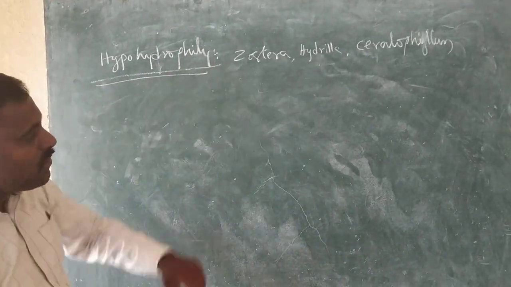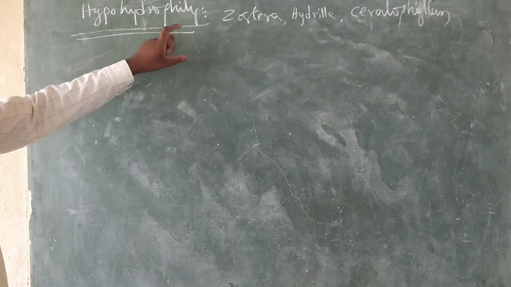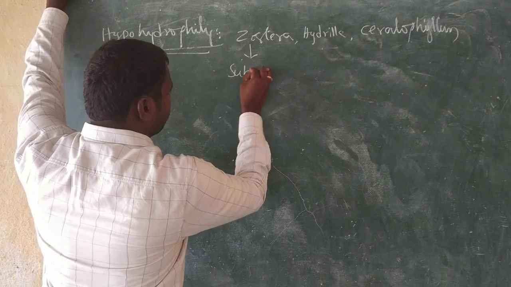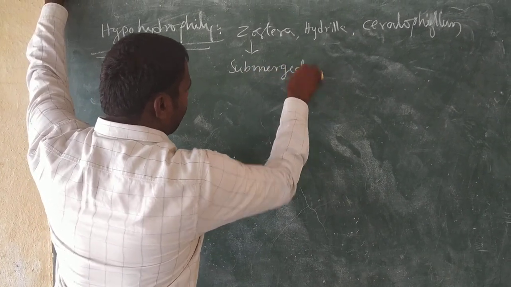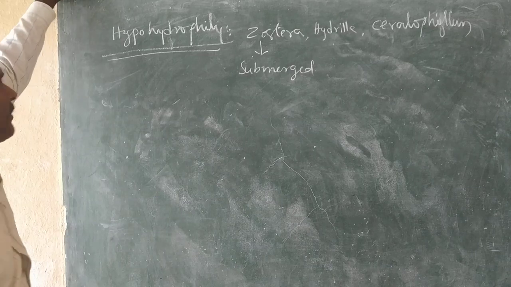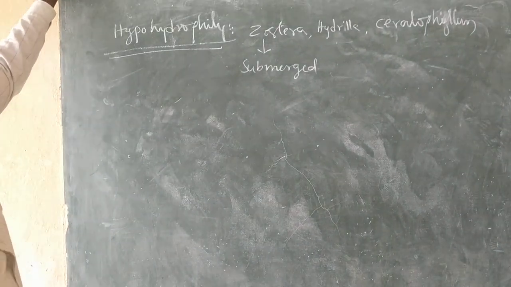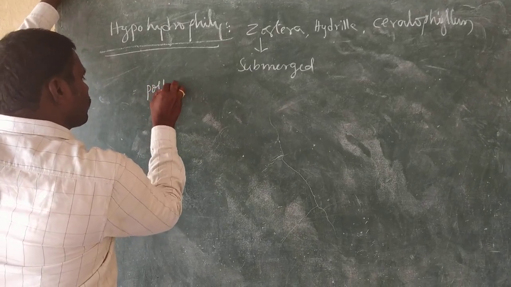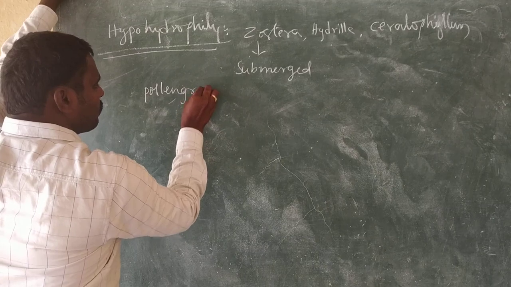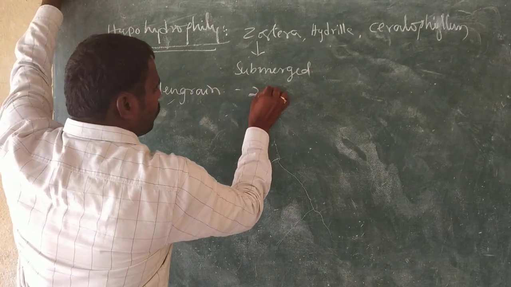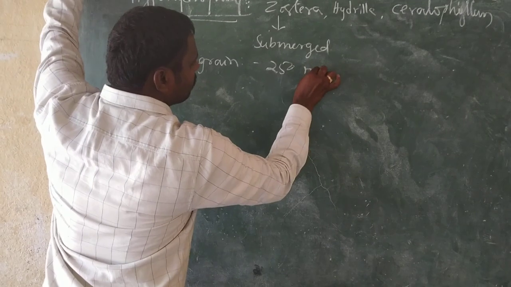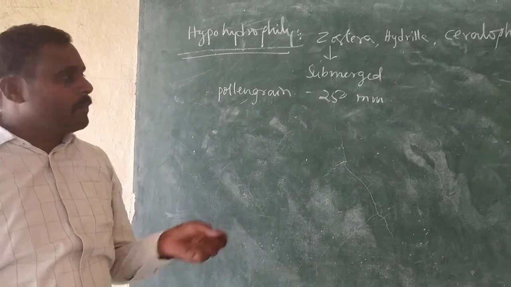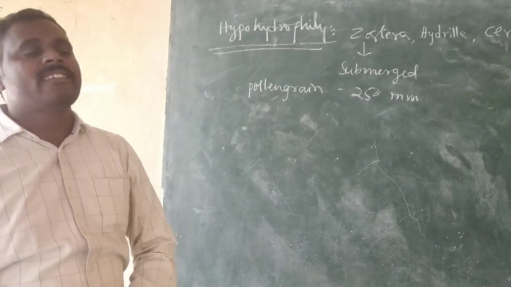So now we will discuss Zostera. Zostera is a submerged aquatic plant. But the pollen grains of Zostera are very long, nearly 250 millimeters. In the members of Zostera, both the male and female reproductive organs are always present inside the water.